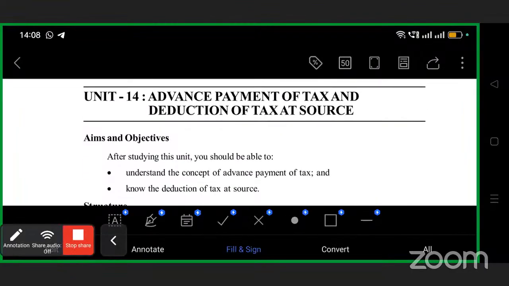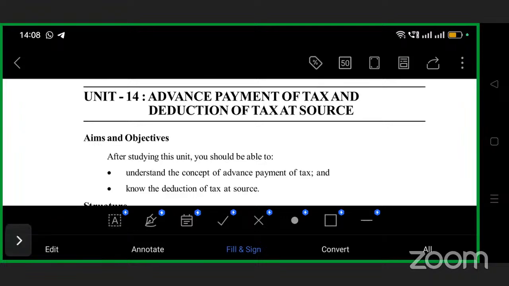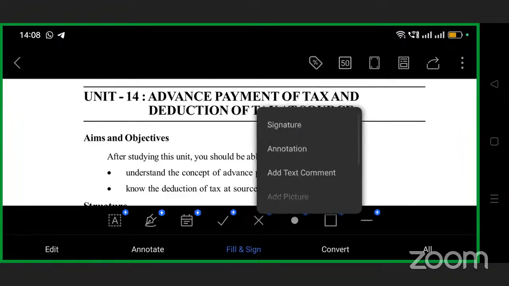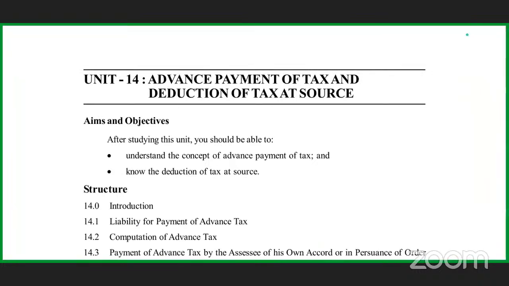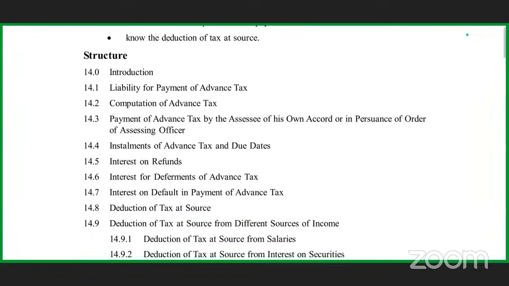So that's all about the theoretical part. Not to worry much about that. And advance payment of tax and deduction at source. Whenever you are paying advance tax and tax deduction, it means that before paying the salary, the employer deducts the tax at source. That is called tax deducted at source.